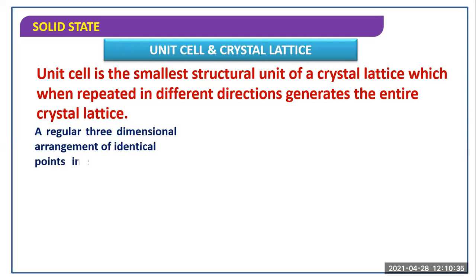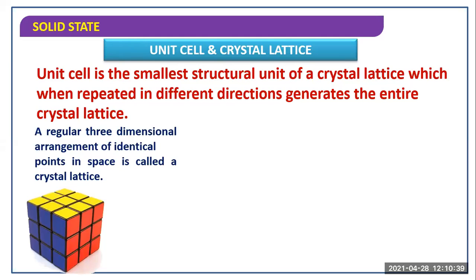So a regular three-dimensional arrangement of identical points in space is called crystal lattice. অর্থাৎ এইভাবে ডেফিনেশন গুলো তোমাদের মনে রাখতে হবে. ডেফিনেশন গুলো অনেক সময় আমাদের জানতে চায় এক নম্বরে করে. So a regular three-dimensional arrangement of identical points in space is called crystal lattice.